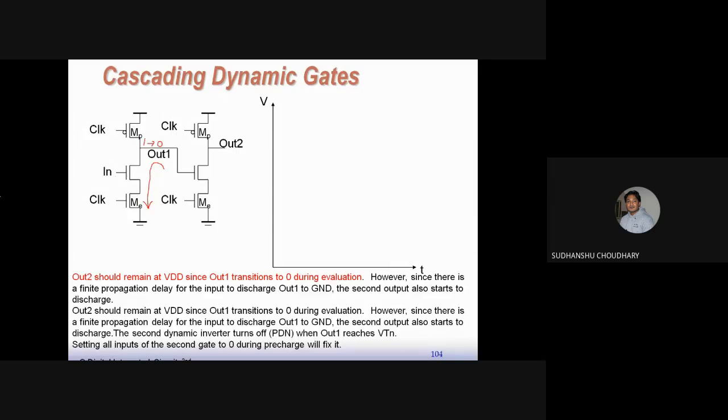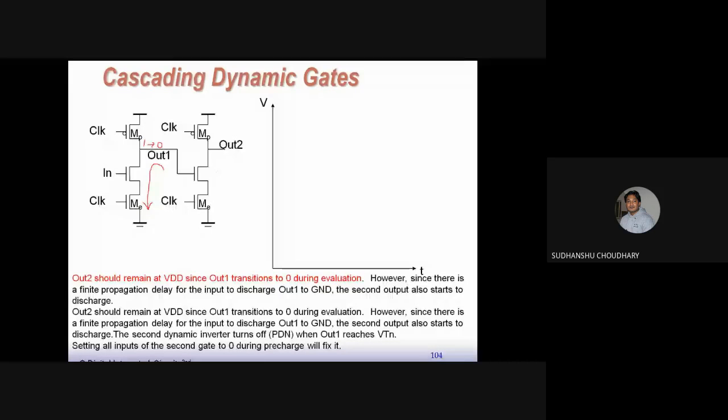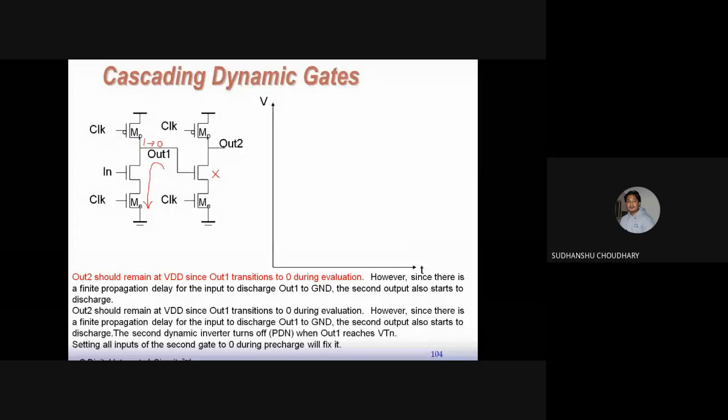That is, these two MOSFETs are on. So that is when clock is high, so it enters the evaluation mode. So out 1 should be 0. Right. So when out 1 is 0, obviously that means this transistor should be off. So that means my out 2 should maintain a status of high. When out 1 is low, that is 0, this transistor is cut off.